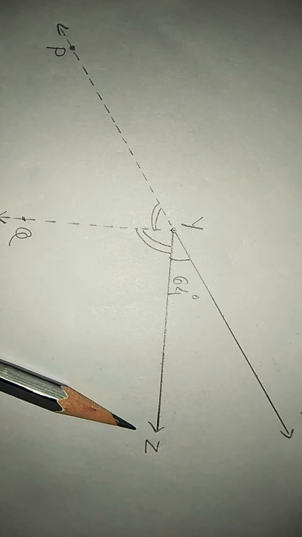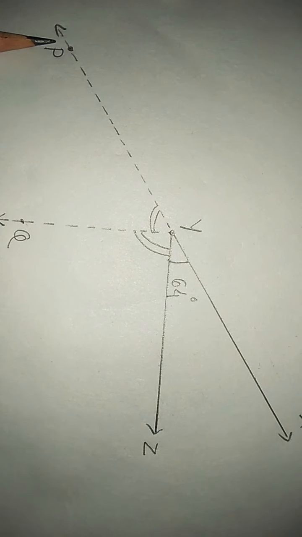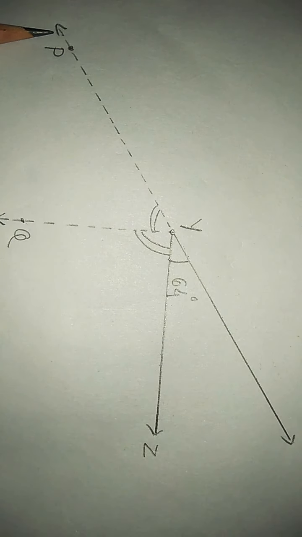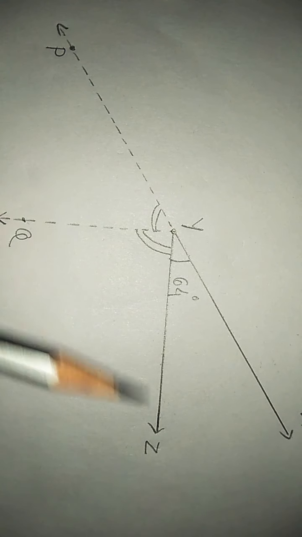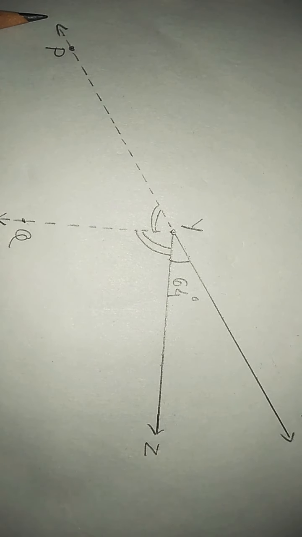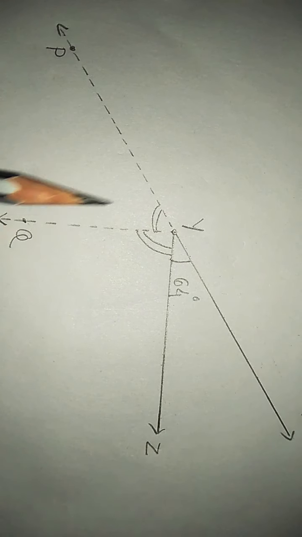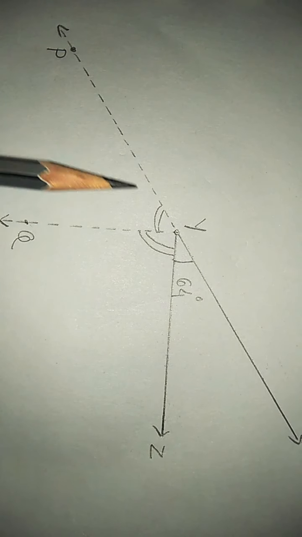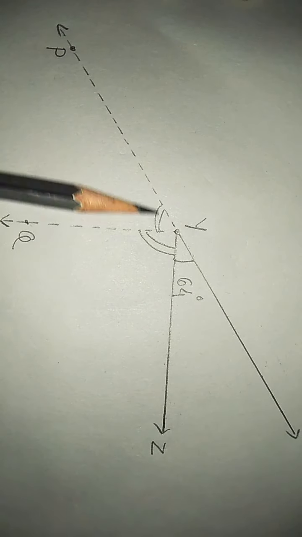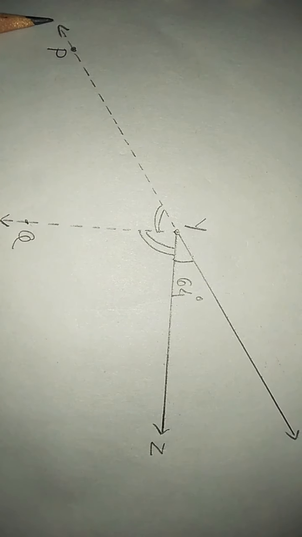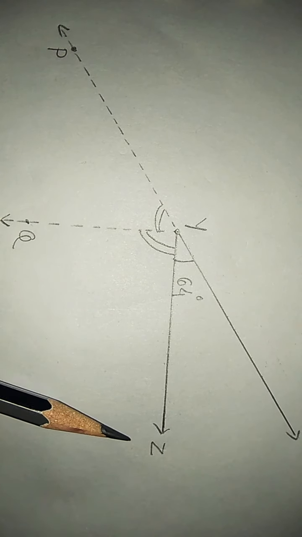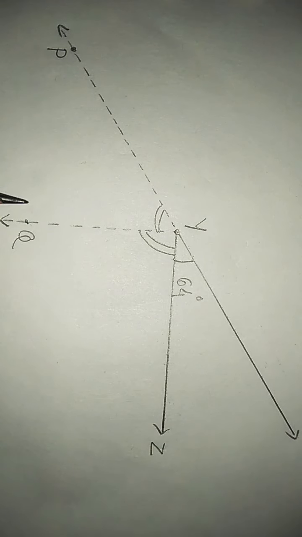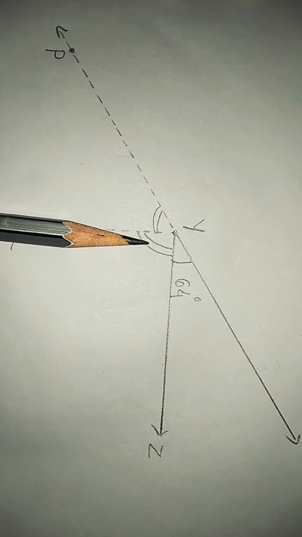YQ bisects angle ZYP. Now, this word bisect you already know. What does this mean? I'm sure you all know. When the word bisect is used, that means it makes two equal parts of the angle. Here this ray YQ is the bisector of angle ZYP. That means it makes two equal parts. Which are those equal parts? Angle ZYQ and angle QYP. These two will be equal. I have mentioned it in the figure.